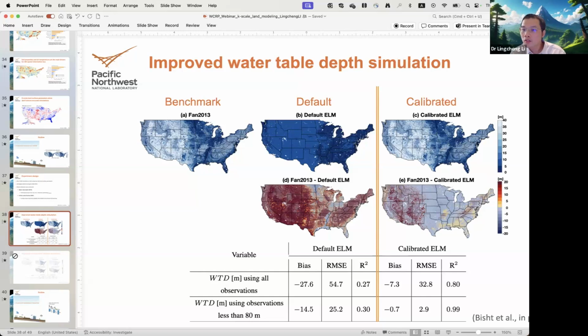So the second question is, what result do I get? Based on the soil moisture and the water table depth simulations and also water fraction simulations, we think it is needed.